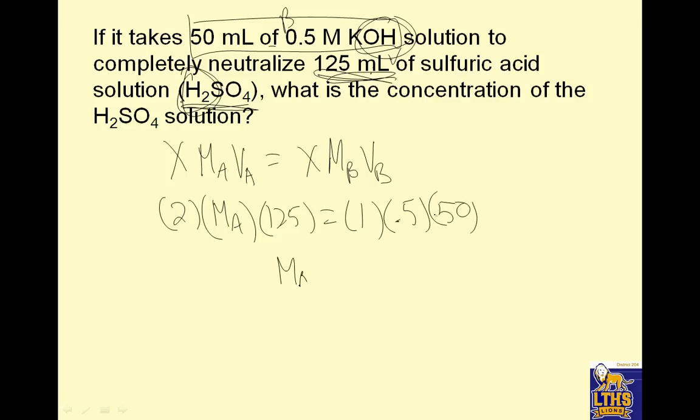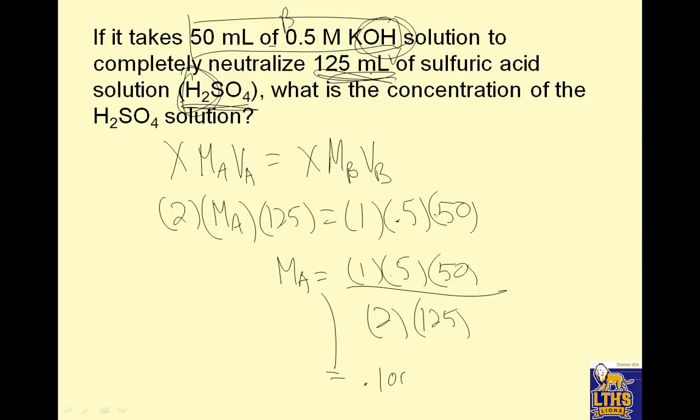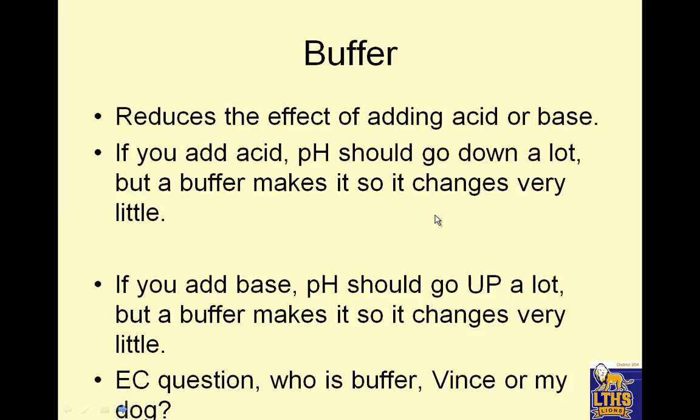Again, I solve for MA equals 1 times 0.5 times 50. It's cross-multiplication, so I throw these down here and cross-multiply 2 and 125. Remember, everything on the bottom you divide by. So 1 times 0.5 times 50 divided by 2 divided by 125 is 0.100 molar. Okay? Not too bad. You did a nice job on that.